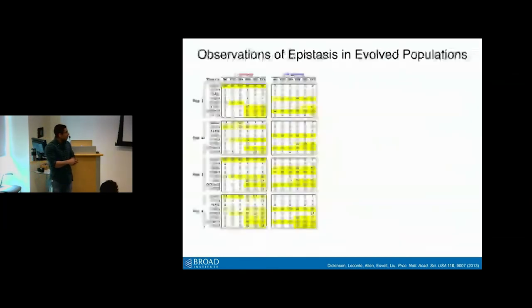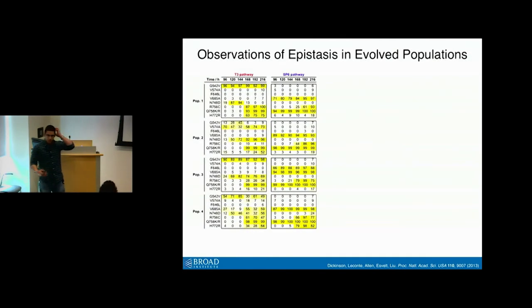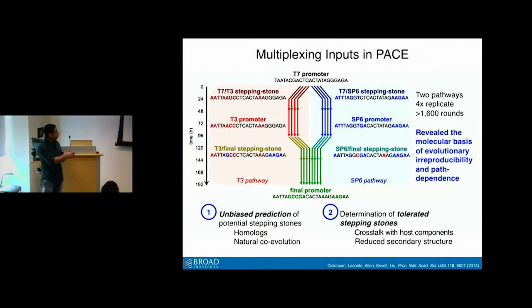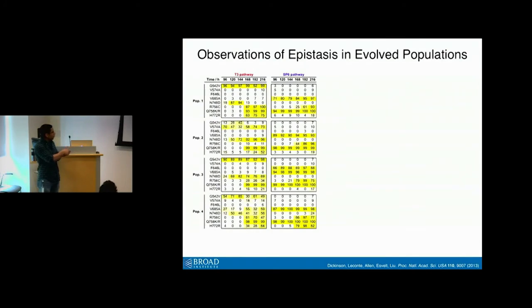From the same data set, we observed a number of very interesting biological consequences. One of them was epistasis. So this is highlighting some of the mutations that appeared. So if you look at this schematic, each one of these experiments was done in quadruplicate along these separate arcs. And so these are the 4 populations, and then these are the 2 arcs that were shown on the previous slide.